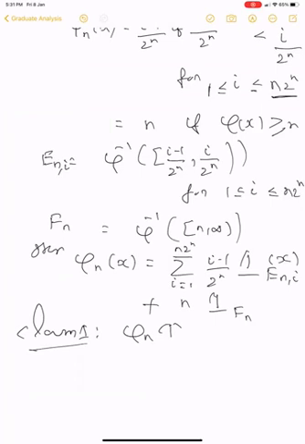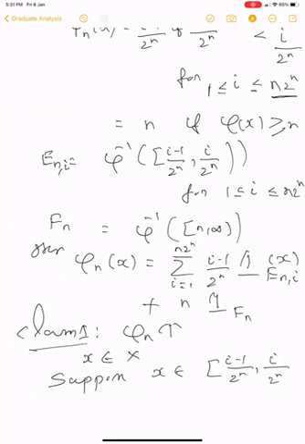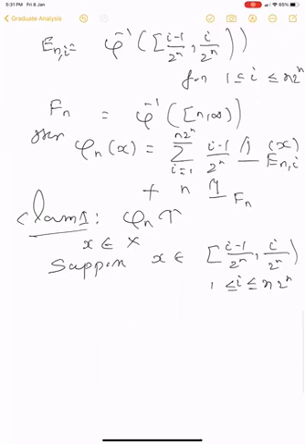So suppose we take an x in X, and suppose x is in this interval, I minus 1 by 2 power n and I by 2 power n. Okay. Suppose it is in this interval, for I between 1 and n times 2 power n. Okay. So then phi n x equal to, what is phi n x? Which is just, we have defined it to be this.